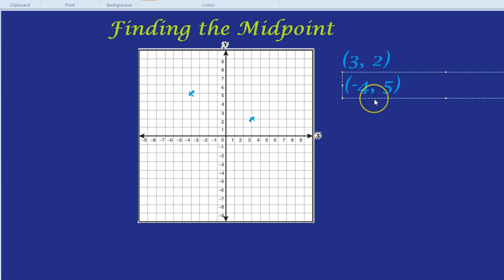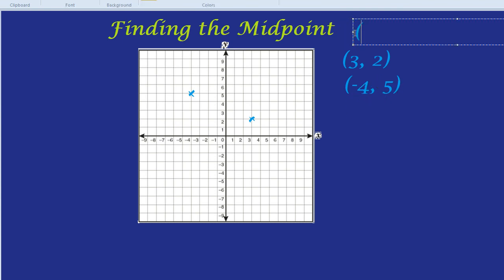Okay, but how does that help us find the midpoint? Are you going to finally get around to telling us how to actually do it? Here's how you do it. What you do is you add the x's and then divide by 2. You add the y's and then divide by 2. It might seem crazy, but it works. Okay, let's add the x's. Remember, the x's are the ones that come first. So a coordinate is x and then y.